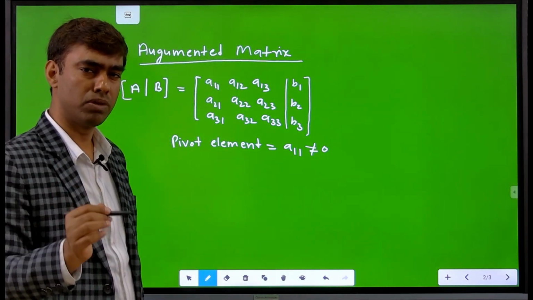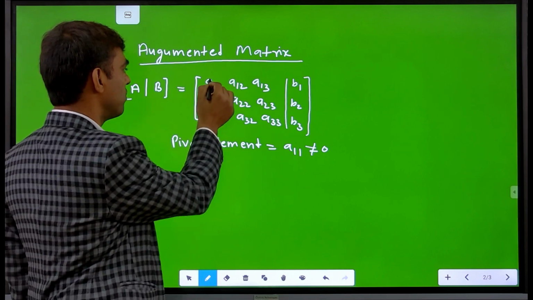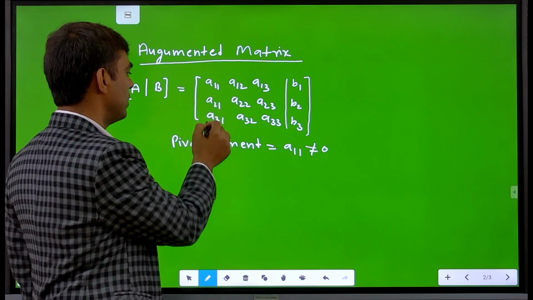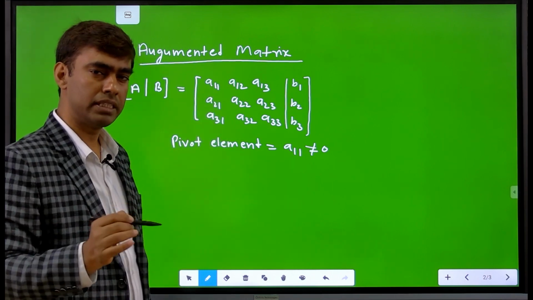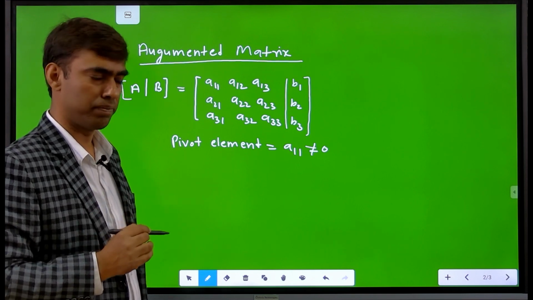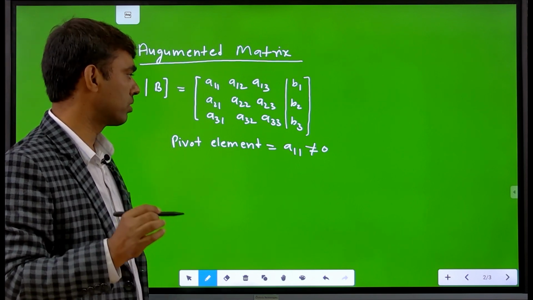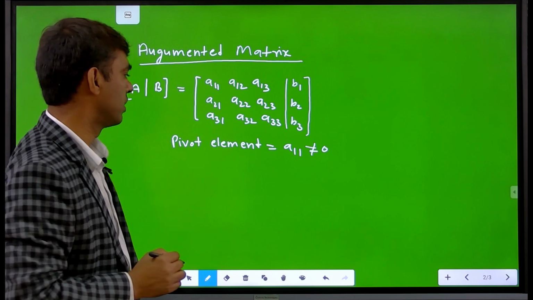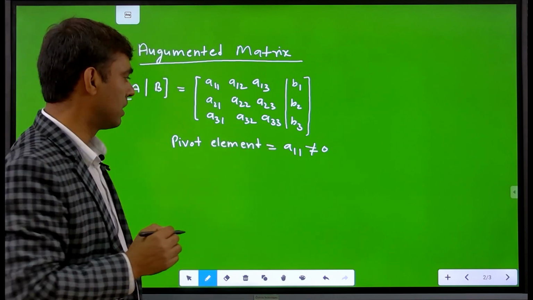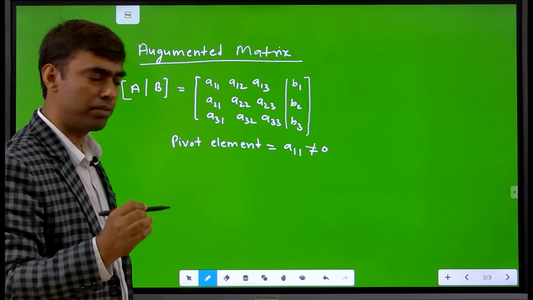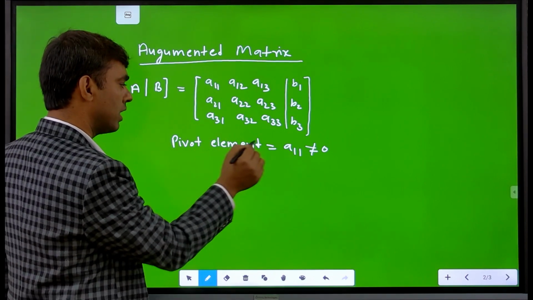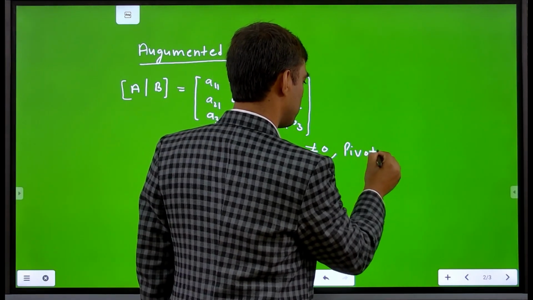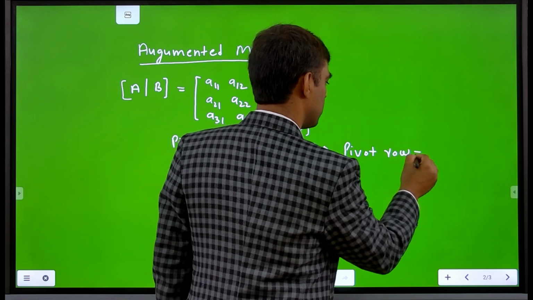or is not very small in comparison to all other elements of the first column, a11, a21, a31. Otherwise, we interchange according to partial pivoting and complete pivoting. Here I am not going to discuss partial pivoting and complete pivoting, only we ensure that the pivot element does not equal 0. So, if a11 does not equal 0, then we perform the normalization in the pivot row. Here the pivot element is a11 and the pivot row is the first row.